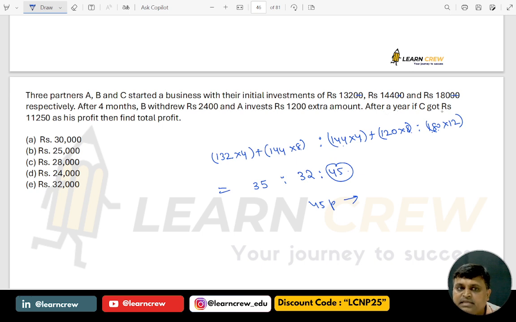Now this 45 parts is given as 11,250, since after a year C got 11,250. Then find the total profit. Total profit would be how much? 35 plus 32 is 67. 67 plus 45 is 112. So 112 parts would be how much?